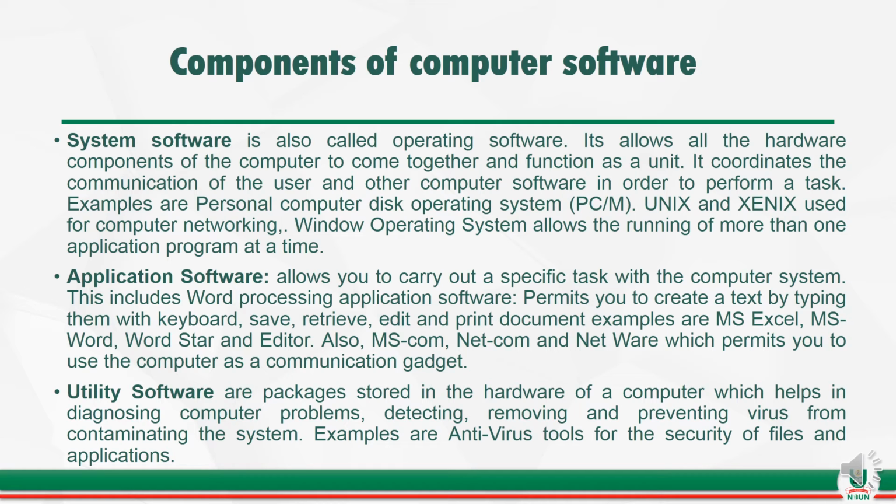These system software are also called operating software that allows hardware components of the computer to come together and function as a unit. They coordinate all the communication of users and other computer software in order to perform a given task. Examples of this system software are the personal computer disk operating system, Unix and even our Windows operating system, which allows the running of more than one application program at a time.